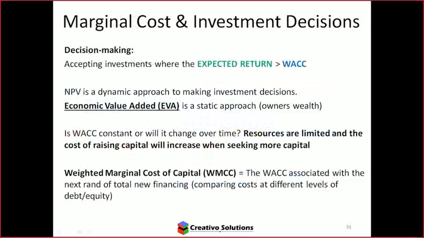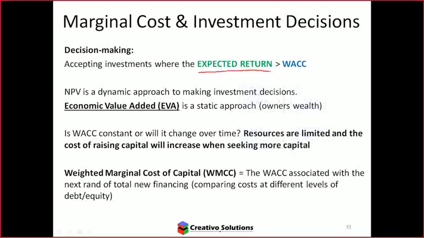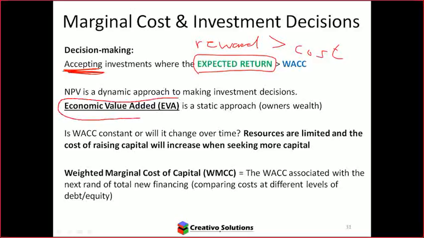Okay. Alright, then you've got a note here about decision making. That's what we spoke about earlier. If the expected return is greater than the cost. Okay, so if the reward is greater than the cost, what do we do? Accept. We accept. Alright, then they talk about EVA, economic value added. It's a static approach because it's looking at value that's being created.